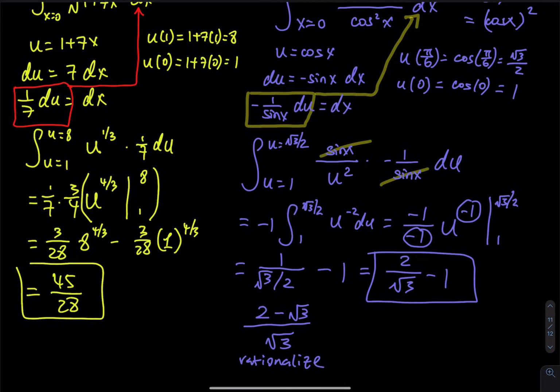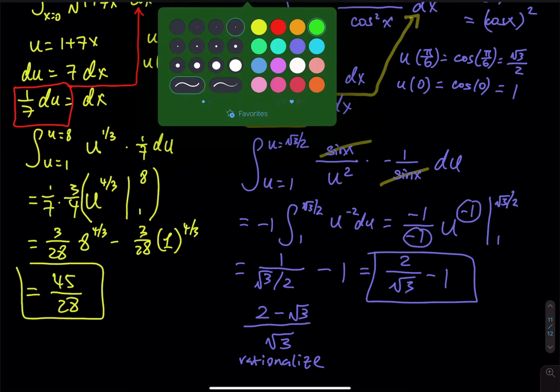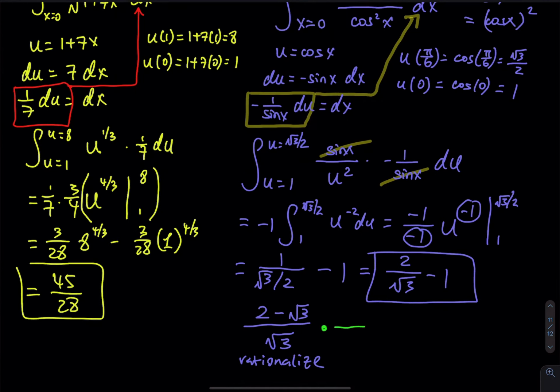To rationalize, you have to get rid of the square root in the denominator. The only way to do this is you multiply top and bottom by root 3. So that is how you rationalize. So that is equal to 3, and then the top is 2 root 3 minus 3. That's how you rationalize. Rationalize means you cannot have a square root in the denominator.